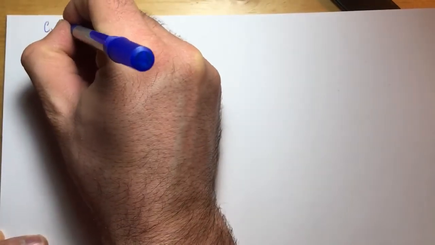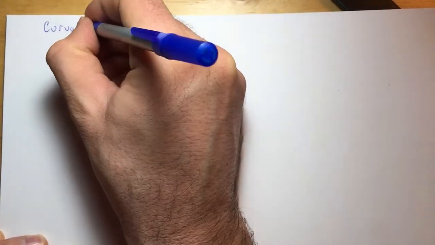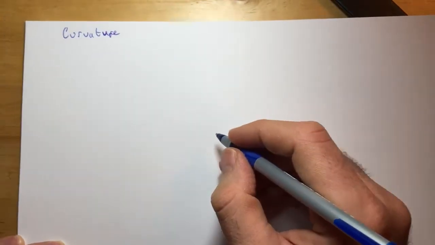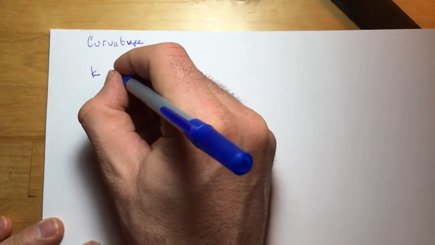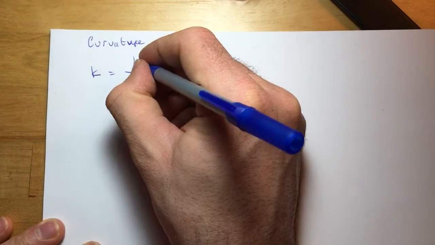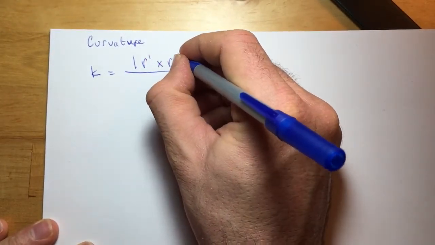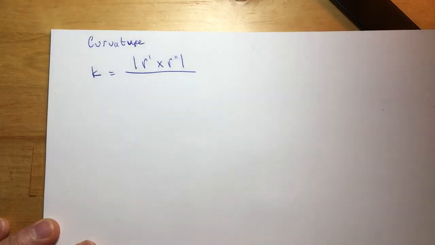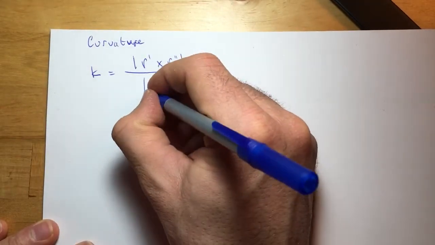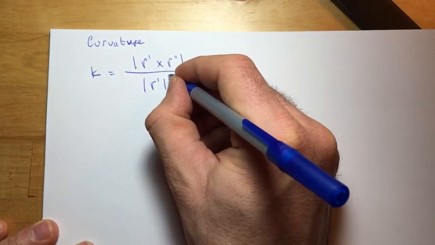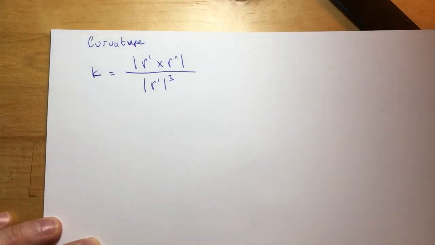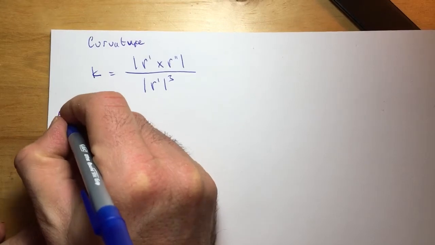So we continue with the notion of the curvature. I'm going to remind you that we define the curvature as the ratio between the magnitude of the cross product of r prime cross product r double prime, where r is the vector function, divided by the magnitude of r prime cubed. Okay, so let's do an example, one more example.